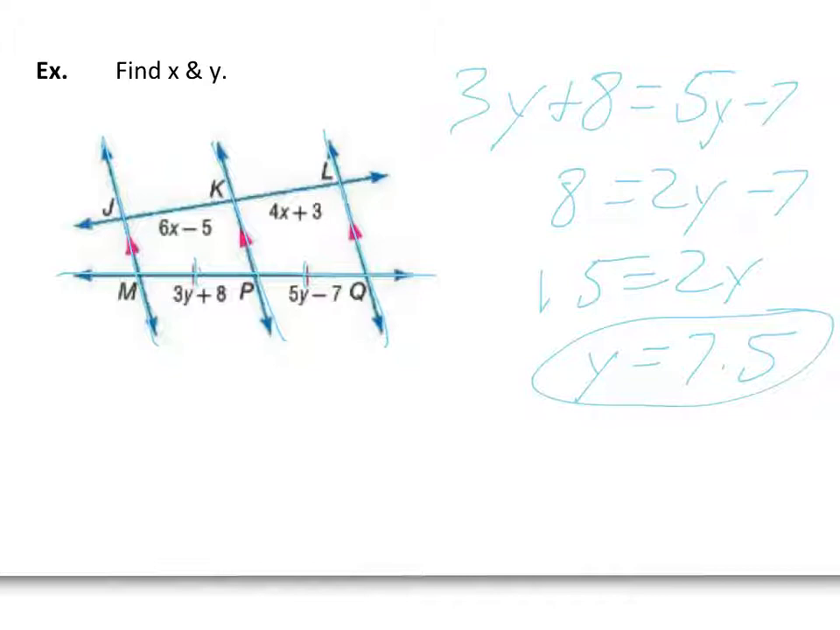Now for the x, remember what we said before? If it split those into congruent segments, then these segments are also congruent. So we can solve x by saying 6x minus 5 equals 4x plus 3. Subtract 4x and add 5 to both sides. We get that, divide by 2, and x equals 4.